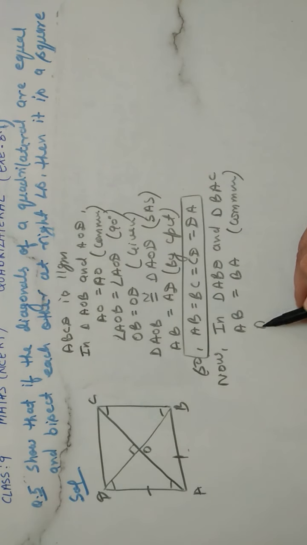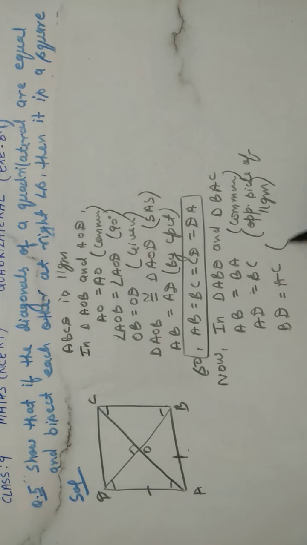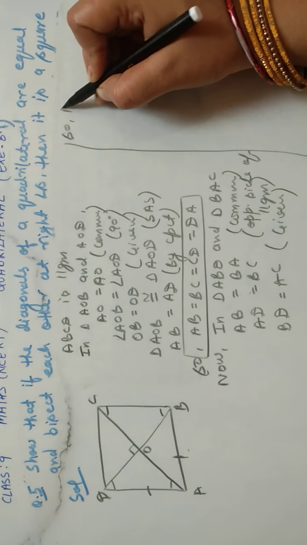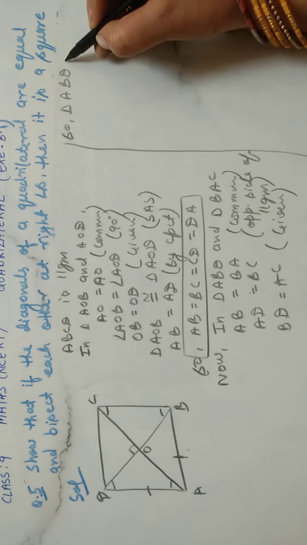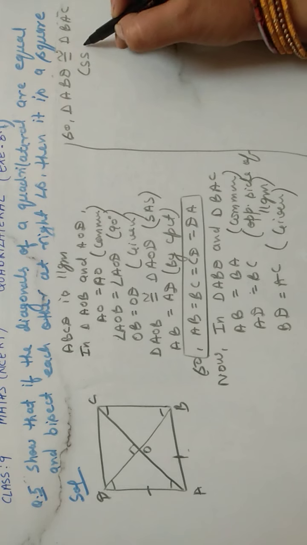Second thing we are having AD is equal to BC. Opposite sides of a parallelogram. Third thing we are having BD is equal to AC. It is given to us. Diagonals are equal. Now these three things we are having as equal. So these two triangles are congruent and the criteria is SSS criteria. So triangle ABD is congruent to triangle BAC and the criteria is SSS.